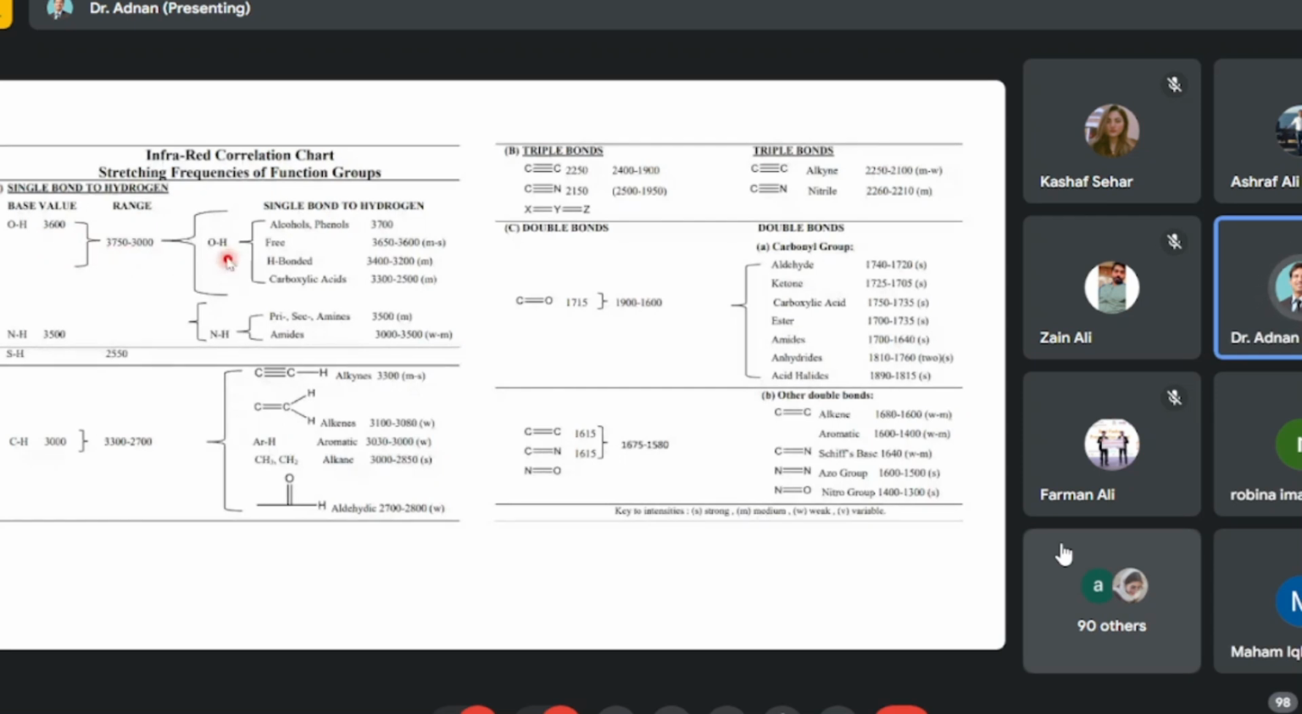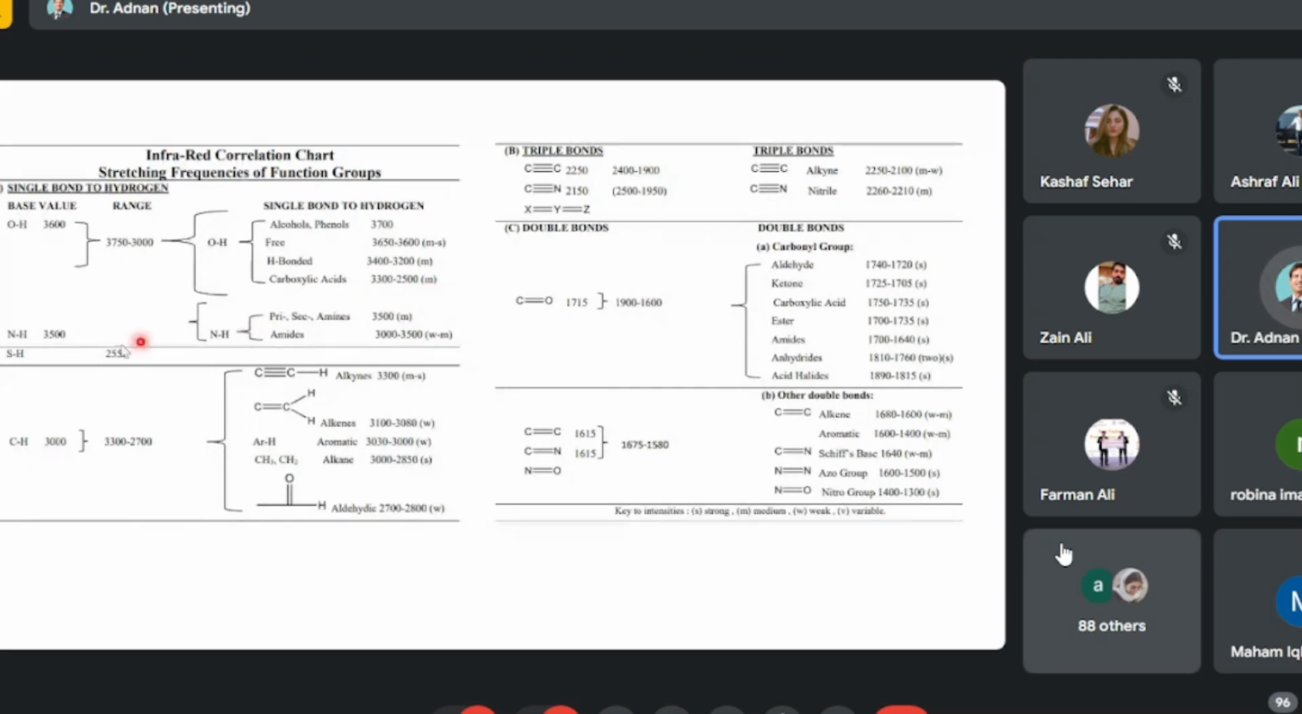And for various types of OH, for alcohols, it is around 3700. For free alcohols, it will be from 3600 to 3650 per centimeter. The peak can be medium or sharp. For hydrogen-bonded OH, it will be 3200 to 3400, and for carboxylic acid, it will be 2500 to 3300, with a medium intensity peak.